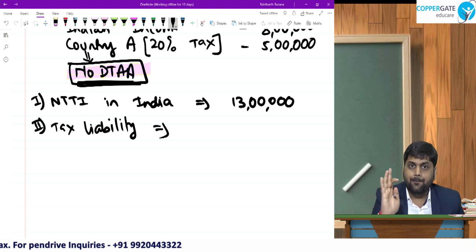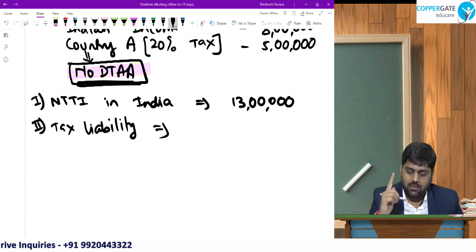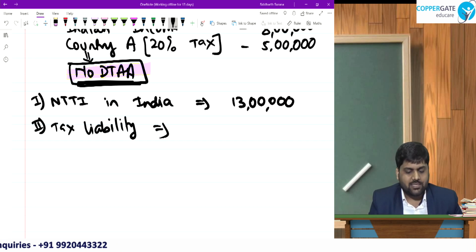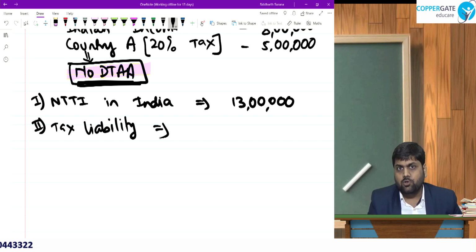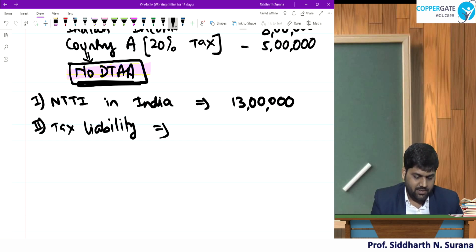Please, I have taught you slab rates already in the previous chapter. Please calculate tax on 13 lakh rupees as per the applicable slab rates of assessment year 2021, that is for the May 20, November 20 exams. These are 100% English recordings for May 20 and November 20. So please calculate tax liability on 13 lakh.